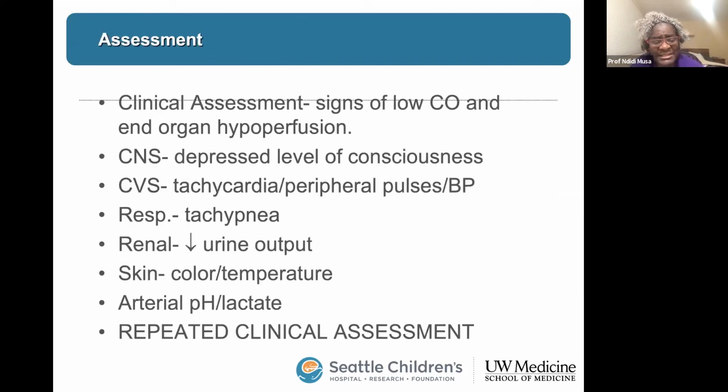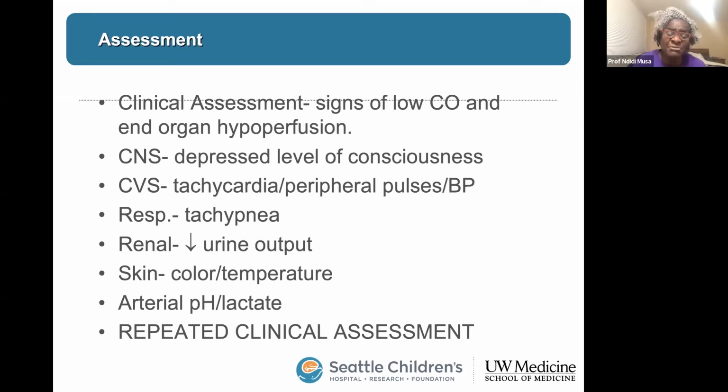How do we assess these patients? We can assess them for signs of low cardiac output and end organ perfusion because the brain is affected. You have a depressed level of consciousness. So these patients can present with lethargy and just listlessness. Your heart rate, as I mentioned, goes up, so you have tachycardia. You also have to feel for your peripheral pulses, whether they are present or increased, depending on the type of shock.